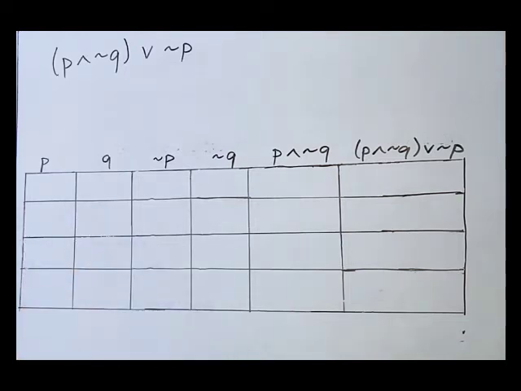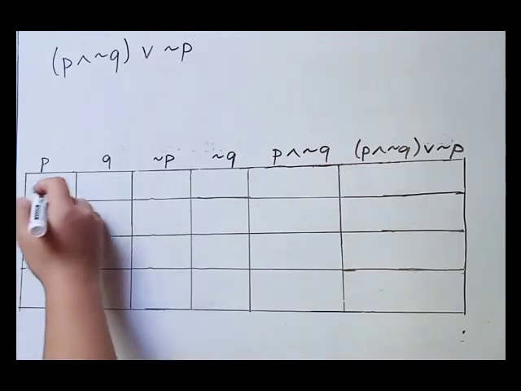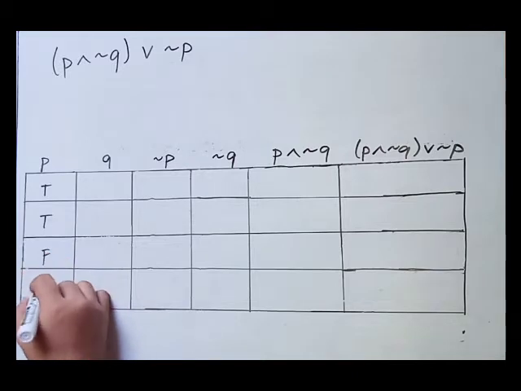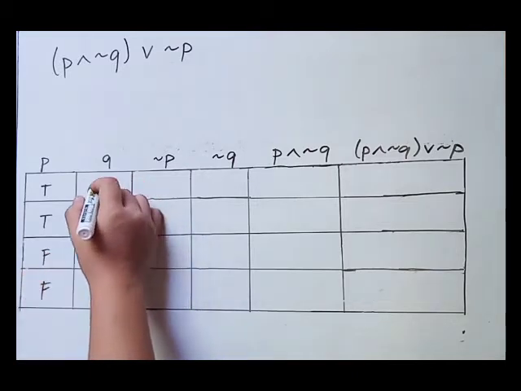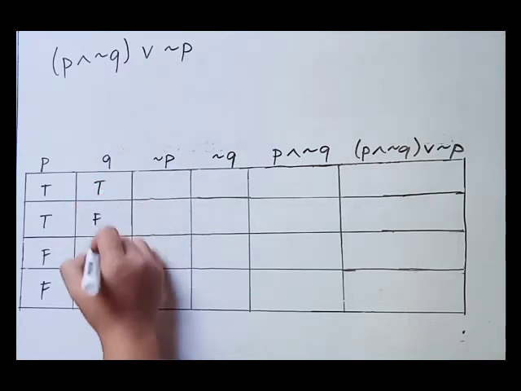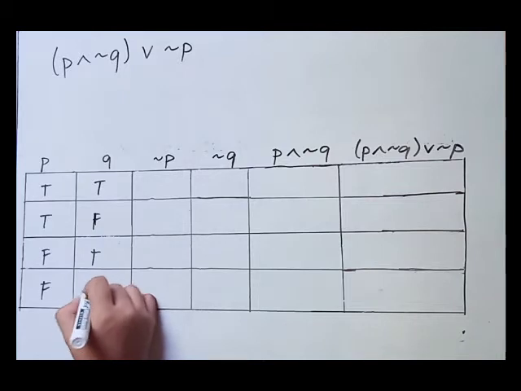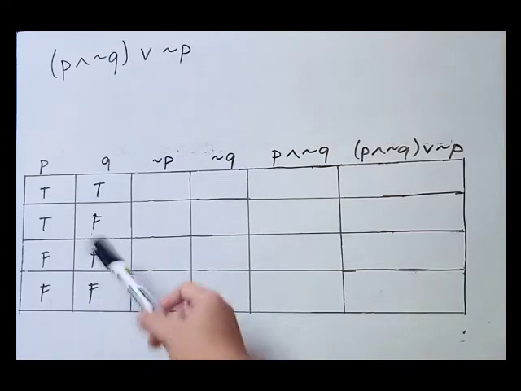So we must also have a column for P and Q. And the right combination of P and Q is, in column P we have true, true, false, and false. And in our column Q we have true, false, true, and false. So that is the right combination of the truth table for P and Q. We just have to make sure that there is no repetition of the combination.